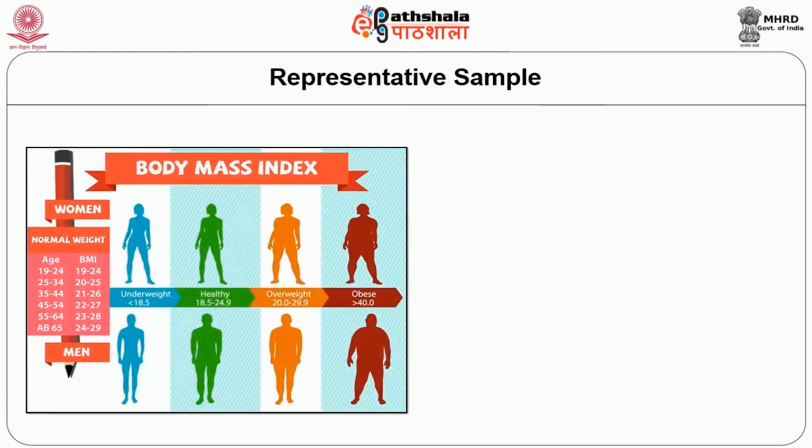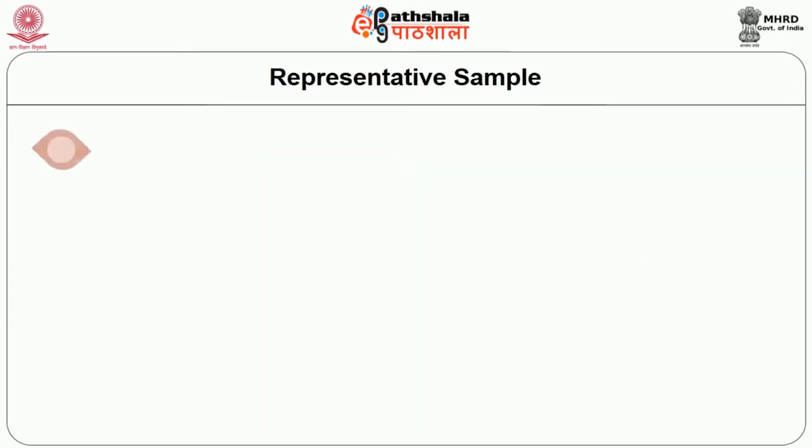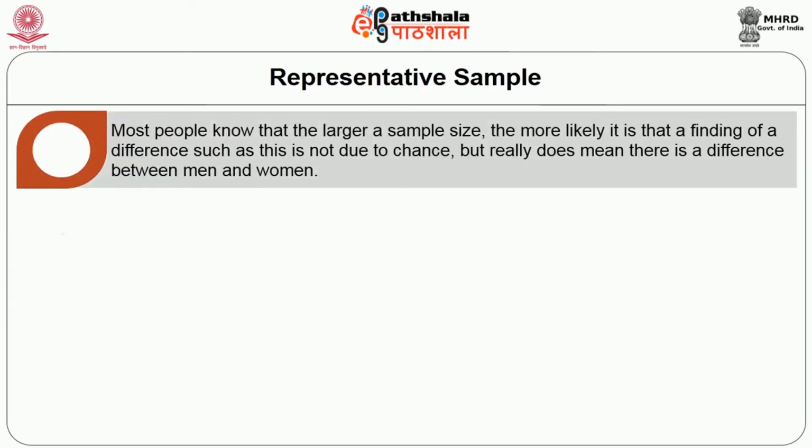To give an example, we select 100 males and 100 females and test their body mass index. We find a difference in our samples and wish to agree that the difference found is not an accident due to chance, but reflects an actual difference in the wider population from which the samples were drawn. We use a t-test to see if we can make this claim legitimately. Most people know that the larger the sample size, the more likely it is that a finding of a difference such as this is not due to chance, but really does mean there is a difference between men and women.